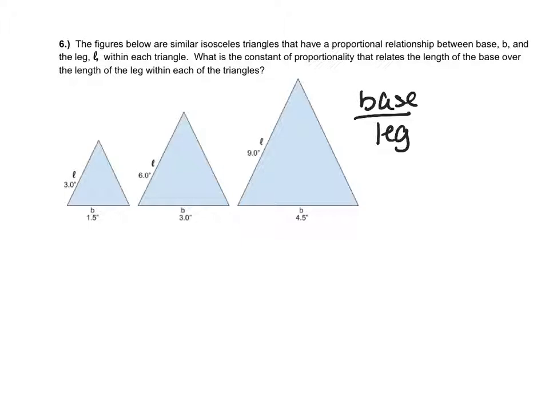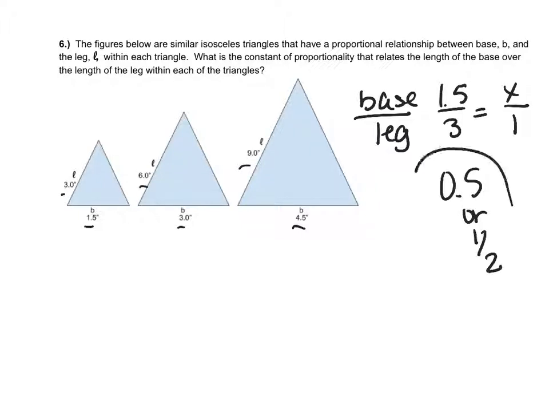They're all the same. If you notice, 1.5 and 3, they're all kind of the same. So you would say 1.5 over 3, and you could do it x over 1, or you could just divide 1.5 by 3, and you should get 0.5 or 1/2 should be your answer there. And all of them would be the same. What do you have there?